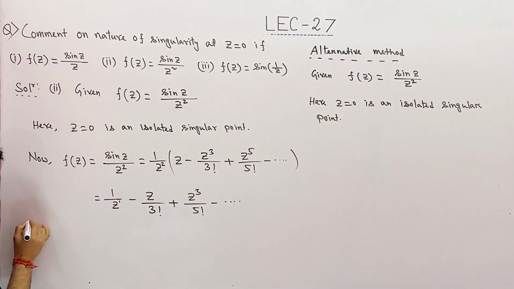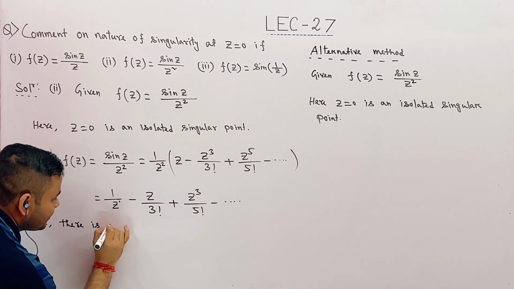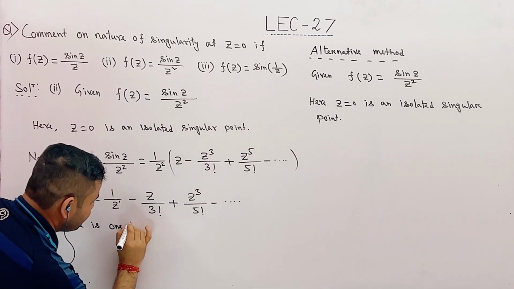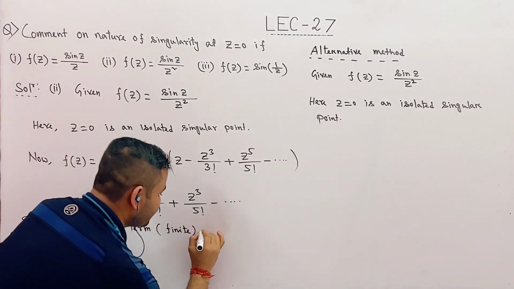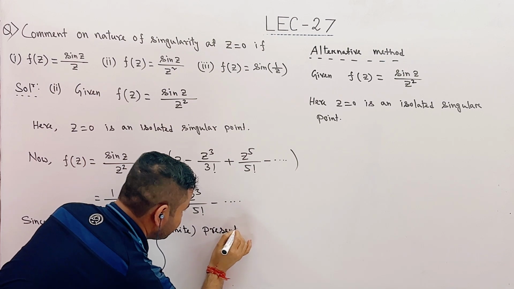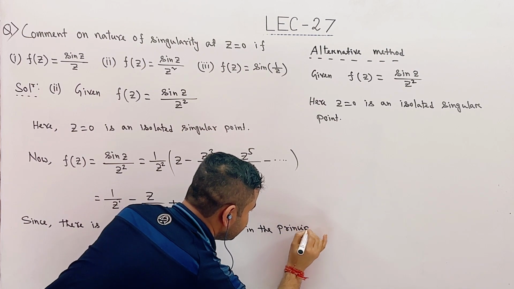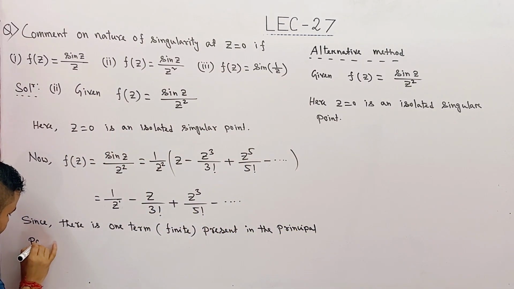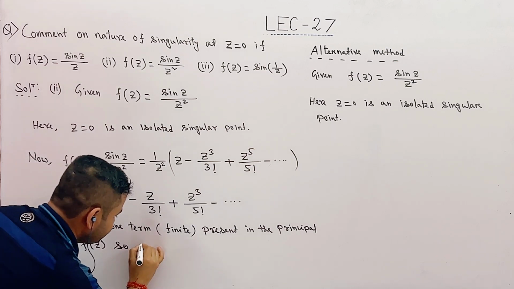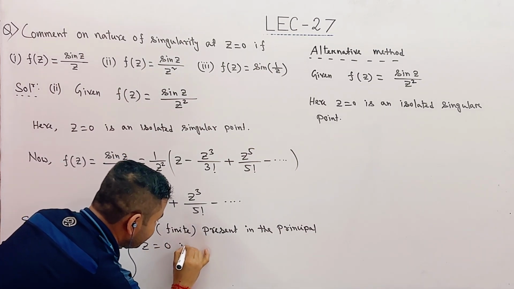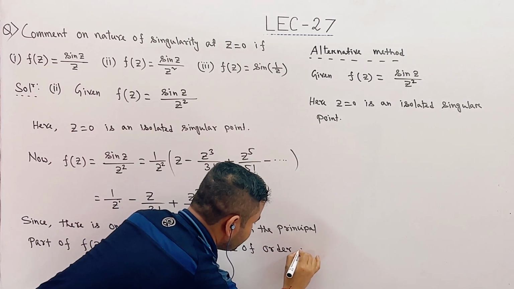Let me write these points. Since there is one term present in the principal part of f of z, so z equal to 0 is a pole of order 1.